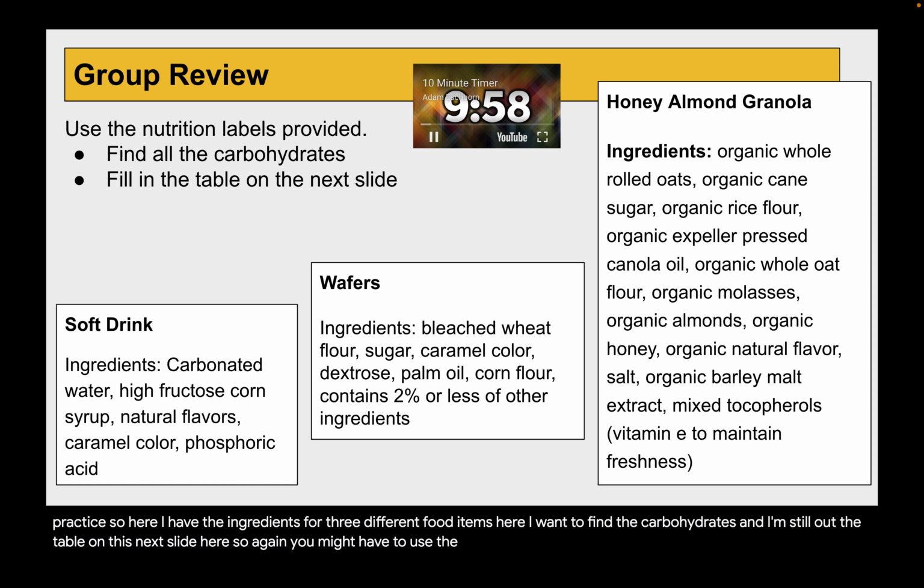On the next slide, based on the food item, it's asking you how many carbohydrates are in the ingredient list. Are any of them monosaccharides? Which ones? Are any of them disaccharides? Which ones? And are any of them polysaccharides? Which ones? I imagine this will take a little bit. It's good practice to try to look up these chemical structures. So I'm going to give you a good 10 minutes, and we'll see where we are.